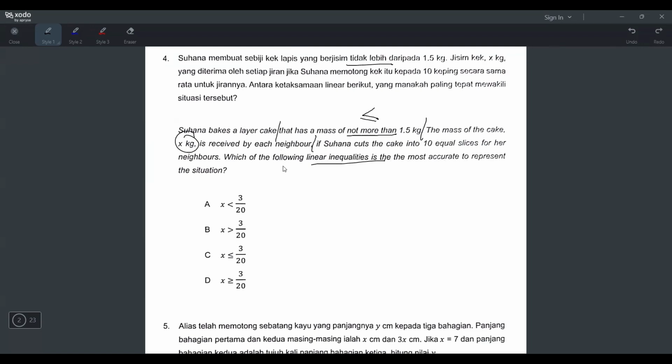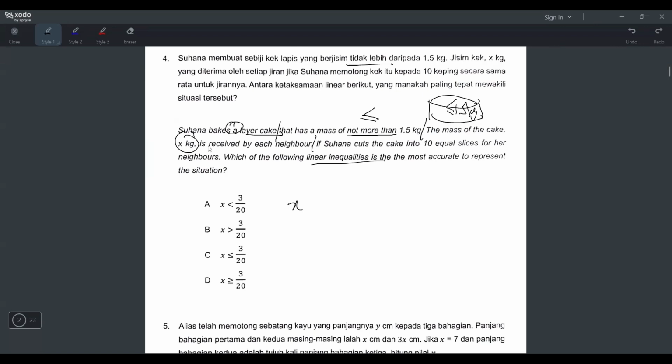Okay, let's see here. So x represents the mass of cake, right? But then they say the mass of cake is not more than 1.5. Okay, so not more than 1.5. Let me think. Yang manakah paling tepat? So this is the mass for the whole cake, right? If Suhana cuts the cake for her neighbors, received by each neighbor. Okay, so I think there's only one cake. Yeah, because a layer cake, right? So let's imagine one whole cake, and the mass is like not more than 1.5 kg.